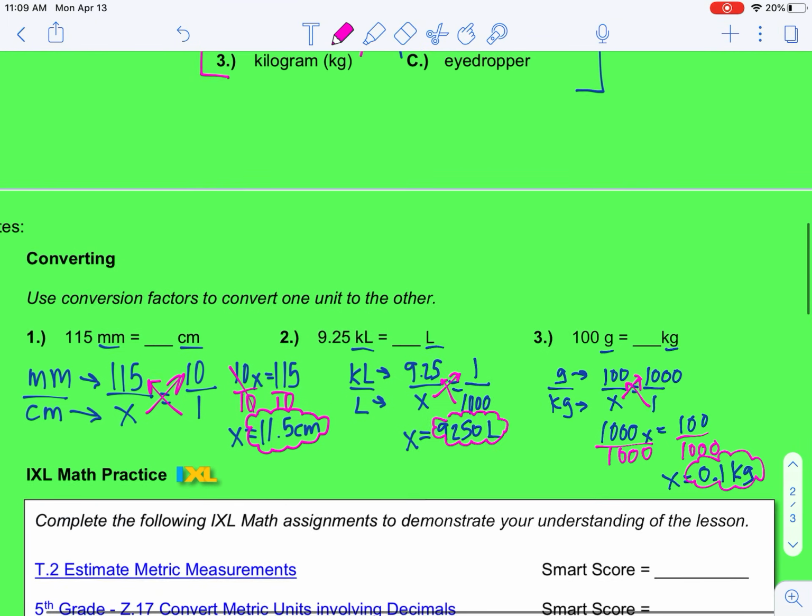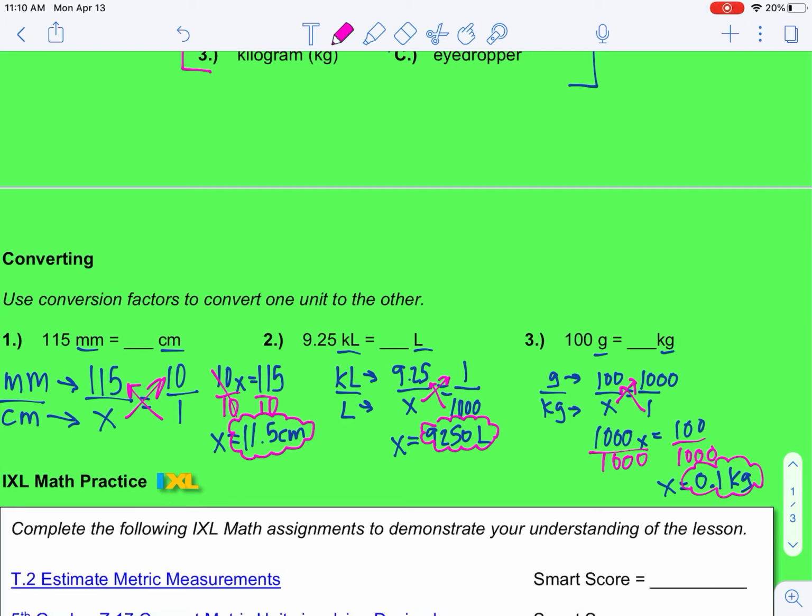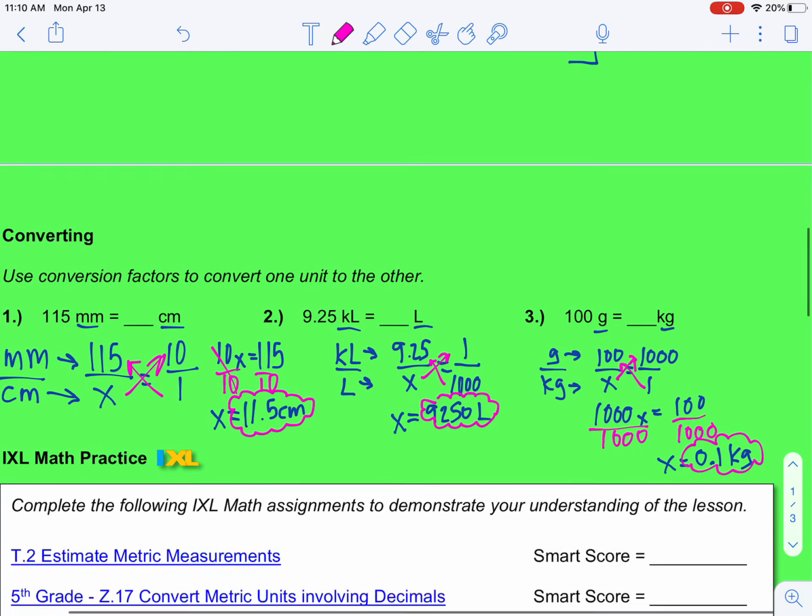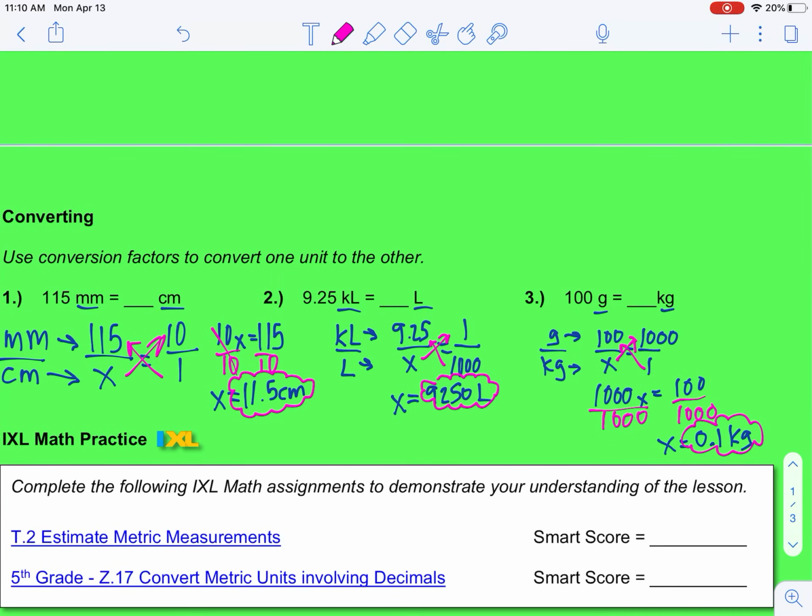All right, ladies and gentlemen, that is actually it for our lesson for today. It's pretty similar to yesterday's, so if you did a good job with yesterday's, today should be pretty easy. Again, there are 2 IXLs to do. T2 is probably a little easier than Z17. Notice, please, that Z17 is in 5th grade.